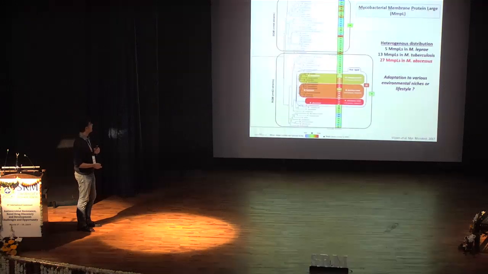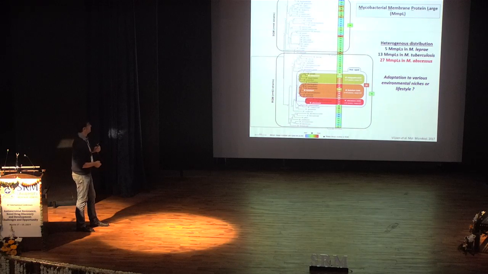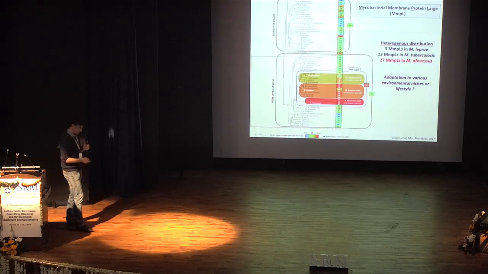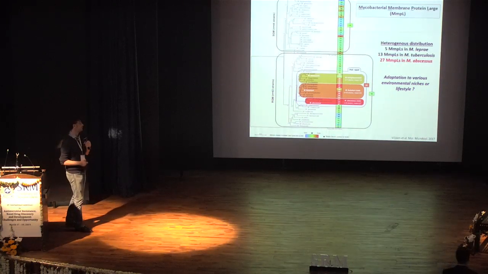This is the conserved organization of the MmpL transporters, 12 transmembrane domains, 2 or 3 cytoplasmic domains. And this slide is listing the number of MmpLs found in different species, slow growers, fast growers. And as you can see, there are large heterogeneous distributions in the numbers of MmpLs, with very low numbers for M. leprae and tuberculosis, and much higher numbers for rapid growing species, 27 MmpLs for Mycobacterium abscessus, shown here in red. And because Mycobacterium abscessus is an environmental mycobacterium, we think that this high abundance in MmpLs could contribute to the adaptation of M. abscessus to its developmental niches.